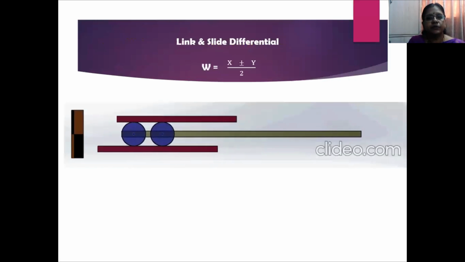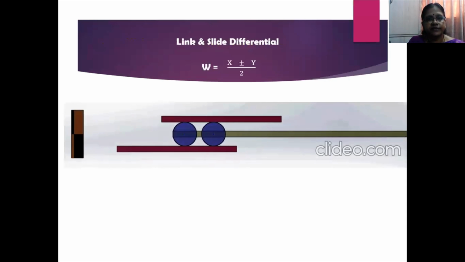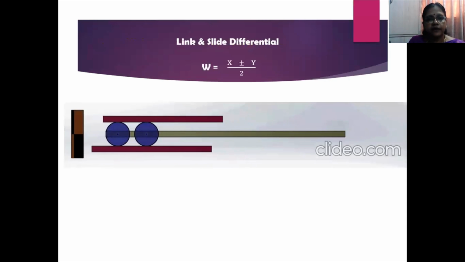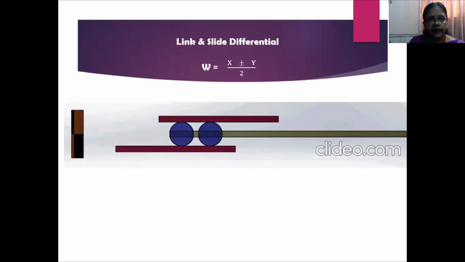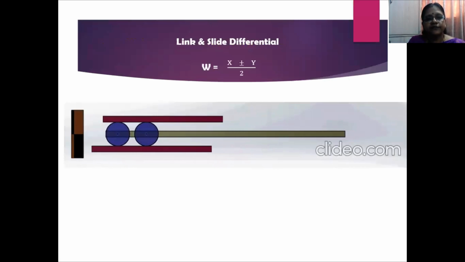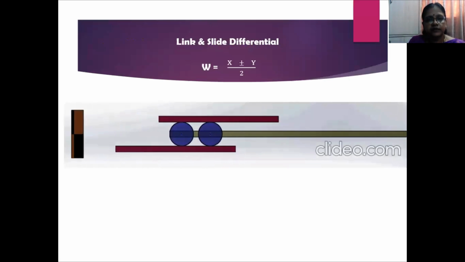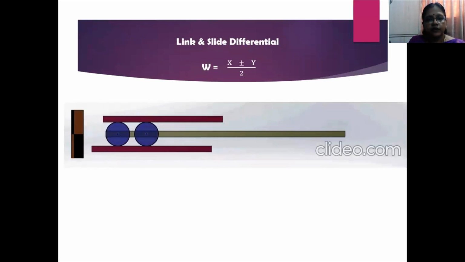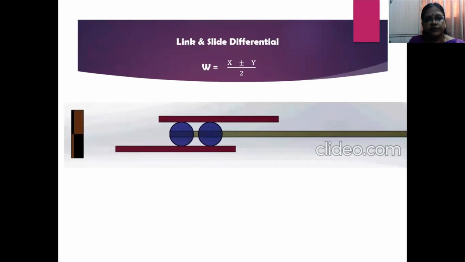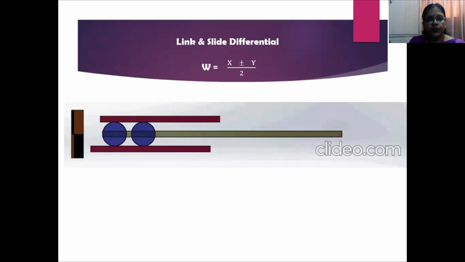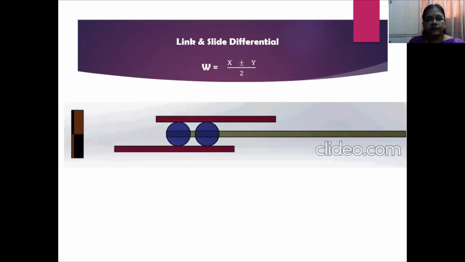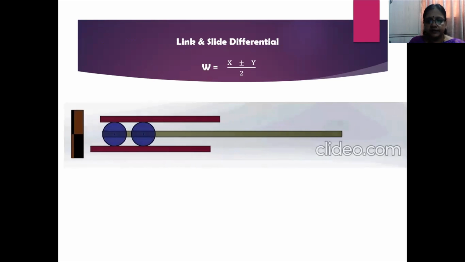We can see the animated motion of this particular link and slide differential. The top and the bottom bar, which are link 2 and link 3, are moving away from the fixed link frame 1 with differential displacements of X and Y. And we can notice the output bar, that is link 4, moving away from the fixed frame to a displacement of W, which will be (X plus Y) by 2. So this is how a simple mechanism can be designed for an algebraic addition.